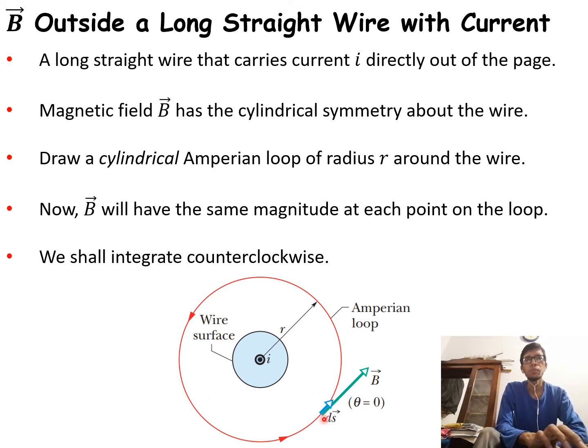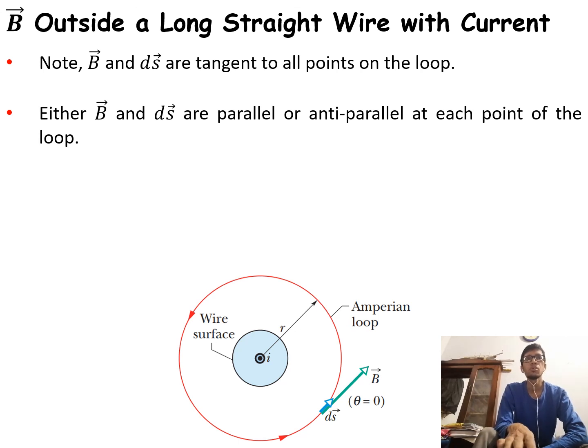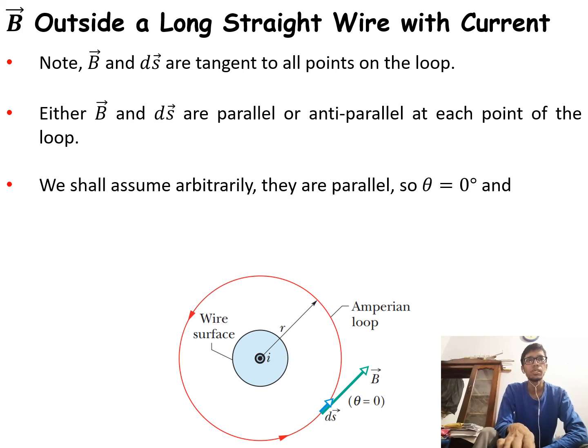The line element will be tangent to this loop. So definitely we will assume the direction of B also to be either parallel to ds or anti-parallel to ds. For simplicity we will assume theta to be equal to 0. Again it's just a matter of convention, and it will allow us to get rid of an extra negative sign. It will make the calculation a lot easier to understand. Note that B and ds are tangent at all points on the loop, so either B and ds are parallel or anti-parallel to each other. I arbitrarily assume that theta equals 0, that they are parallel. So cosine of 0 will be equal to 1.